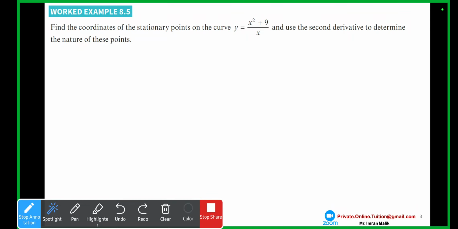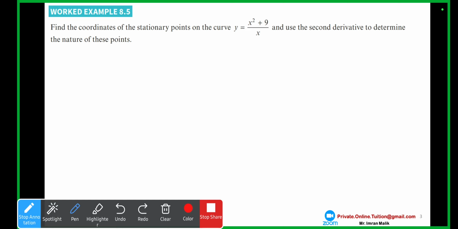Bismillah ar-Rahman ar-Rahim. In this video, I would like to solve example 8.5. The question states, find the coordinates of the stationary points on the curve y is equal to x squared plus 9 over x, and use the second derivative to determine the nature of these points.